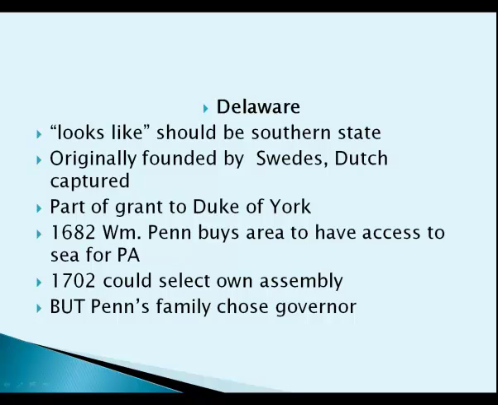Now, Delaware, when you look at the map, looks like it should be a southern state. It was originally founded by the Swedes, and the Dutch captured it. But it was part of the grant to the Duke of York. In 1682, William Penn buys the area to have access to the sea for Pennsylvania because he was landlocked. By 1702, they could select their own assembly, but the Penn family still selected the governor.